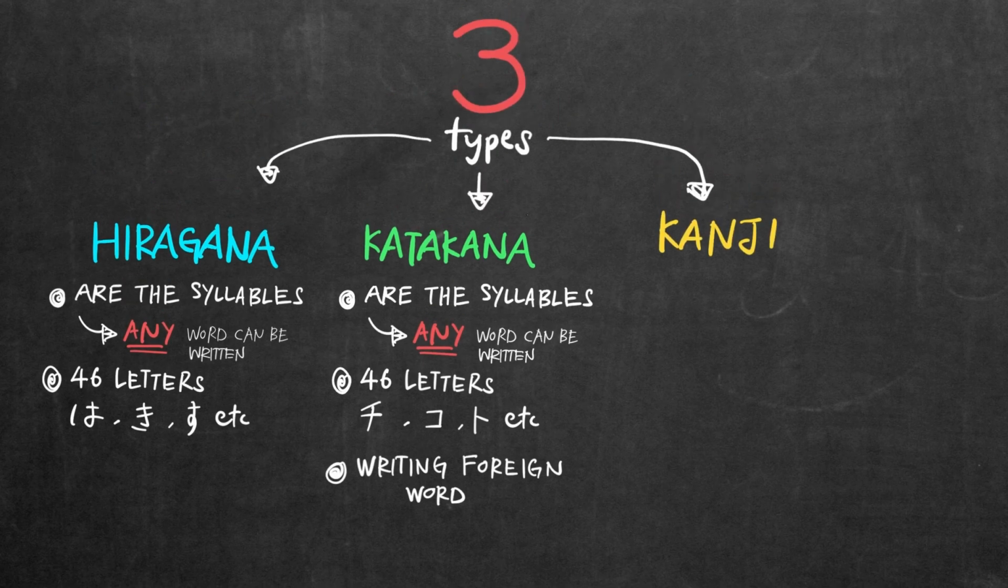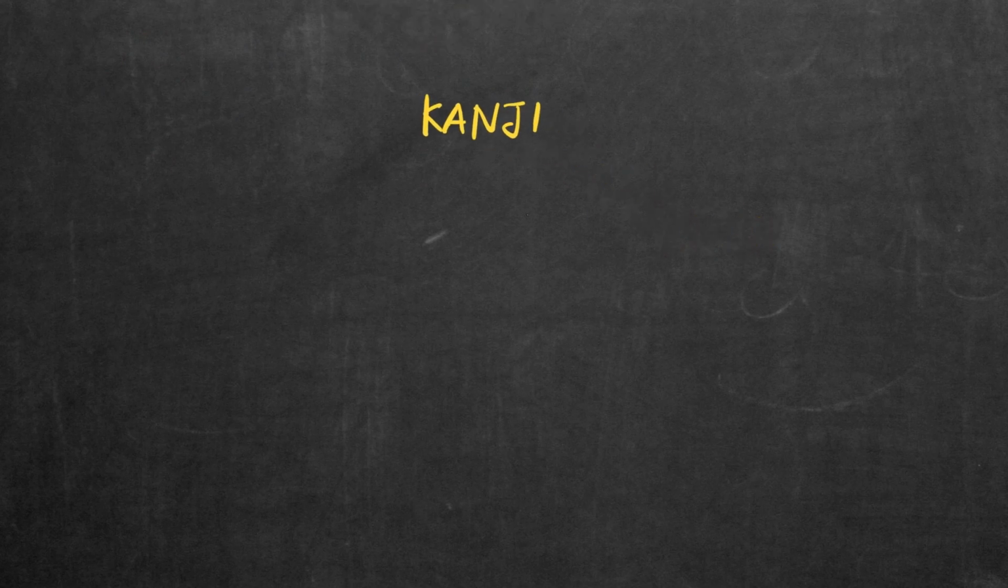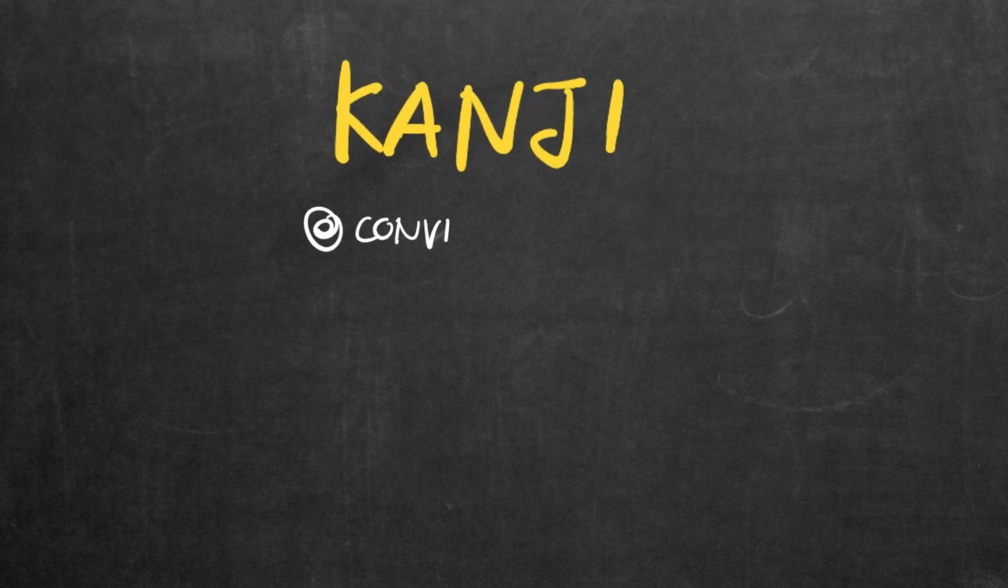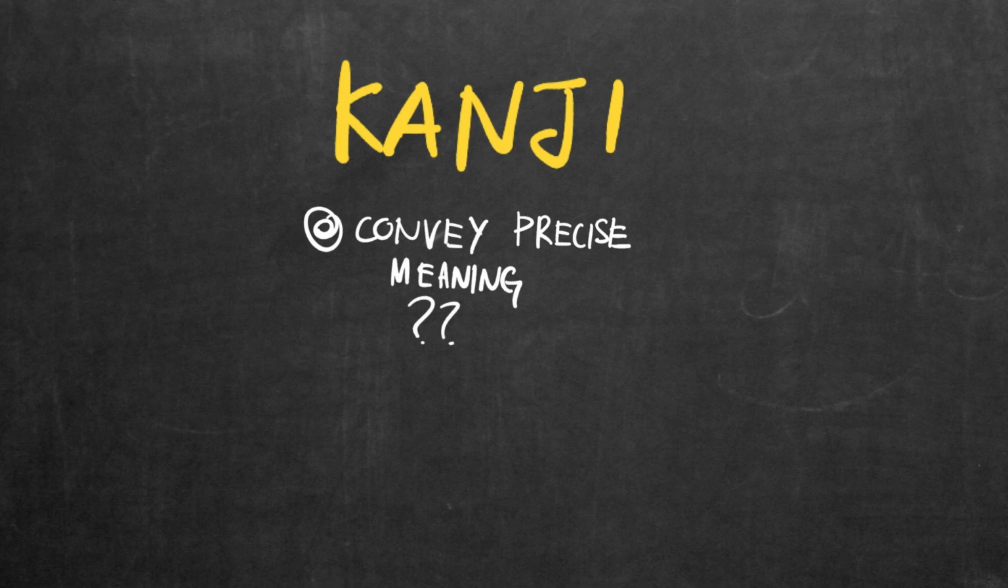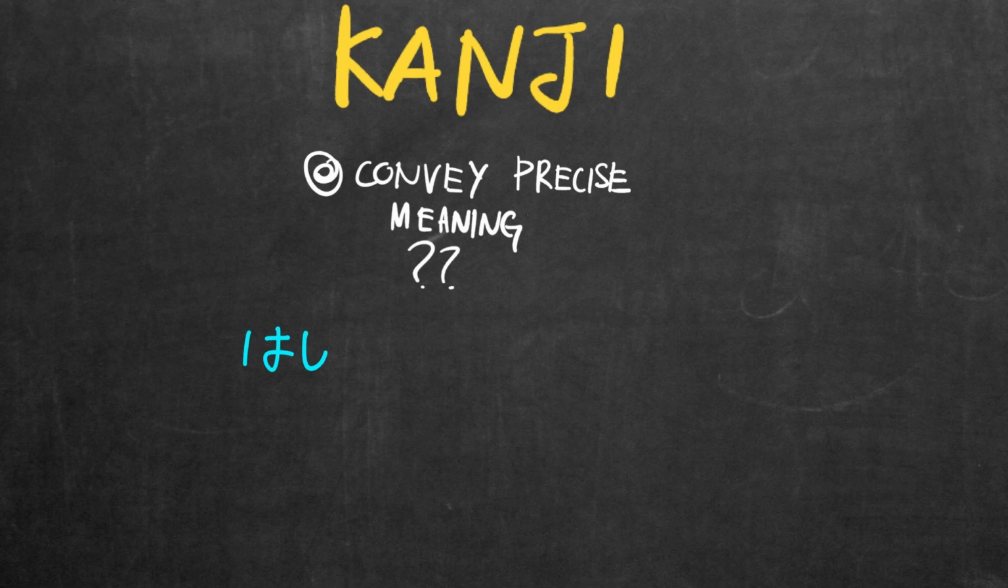Last but not least, Kanji. On the other hand, Kanji is different from the other two. They are being used to convey the precise meaning of a word. What does it mean by that? Let's look at an example to explain this. The blue word written in Hiragana pronounced as hashi. It has at least two meanings, bridge and chopsticks.